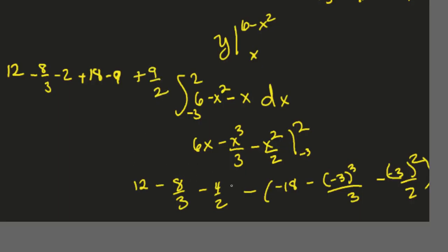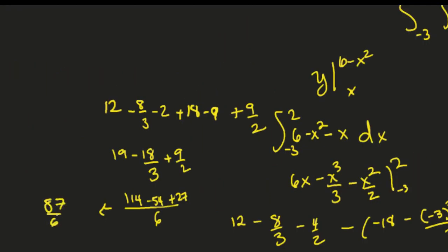Let's double check that. That's right, that's right. Plus, minus, okay. That looks good to me. Common denominator 6. You get 114 minus 36. Let's see. Three goes into there. 29 times 2. That should be your final answer for the area.